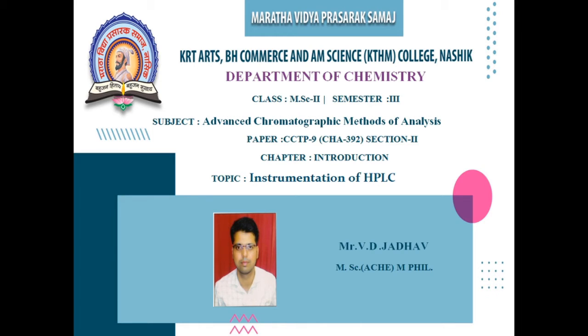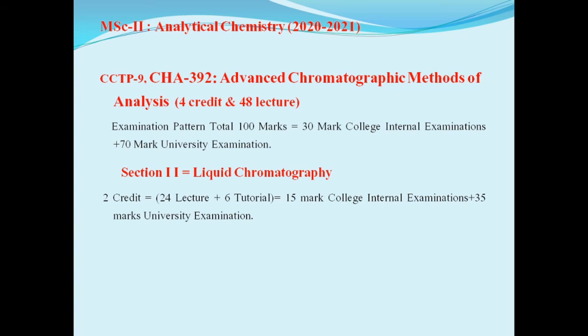Today I am going to discuss the Analytical Chemistry subject CHA 392. In this lecture, we discuss the introductory part of our syllabus. This subject is CCTP 9, Core Compulsory Theory Paper 9. The subject name is Advanced Chromatographic Methods of Analysis. This subject has 4 credits and is divided into 2 sections.